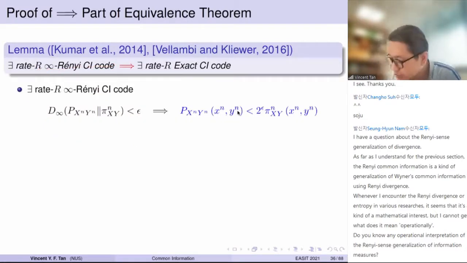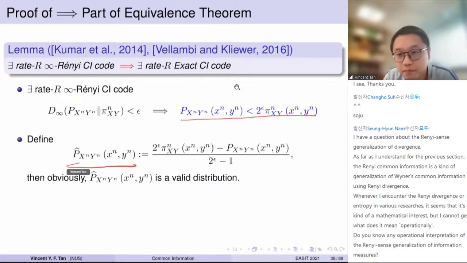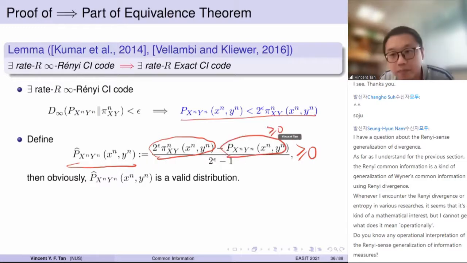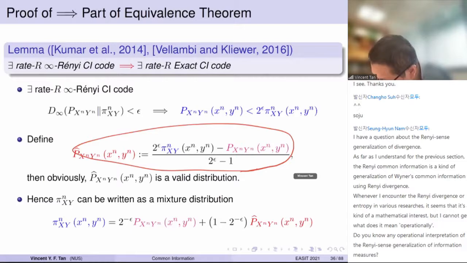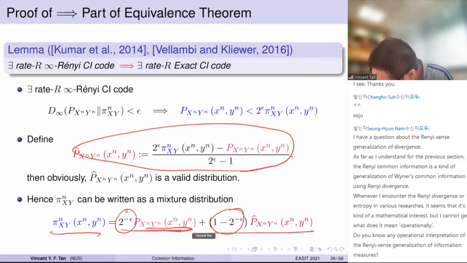Now once you have the blue relation here, you can create this distribution. This is a bona fide proper distribution. Why? Because it is non-negative, since 2 to the epsilon times this guy minus this guy is greater than 0. It doesn't have any negative things, and it adds up to 1. You need to check that, and that's why the infinity order is useful. Hence, by rearranging this, you can write pi, the target, as a mixture distribution. These two coefficients add up to 1, a convex combination if you wish. So this is the synthesized, and this is the target.